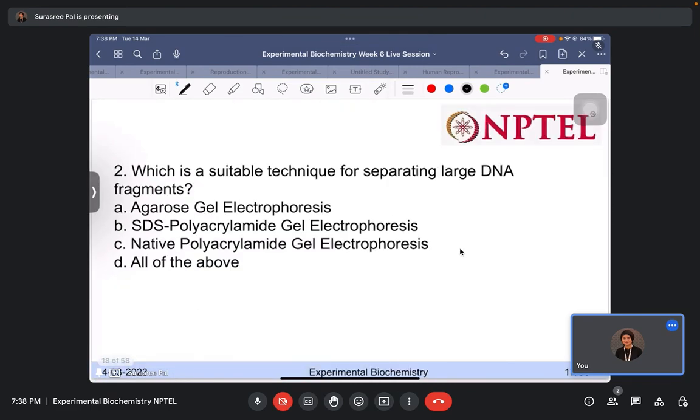Second question, which is a suitable technique for separating large DNA fragments? The correct answer here will be agarose gel electrophoresis. Since the pore size is larger in agarose gel electrophoresis, it is recommended for separating large DNA fragments.